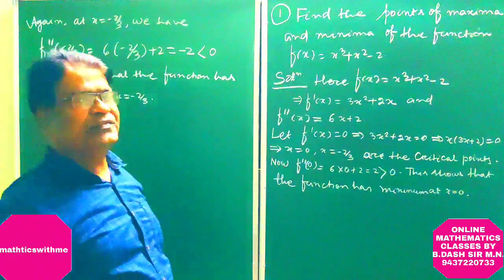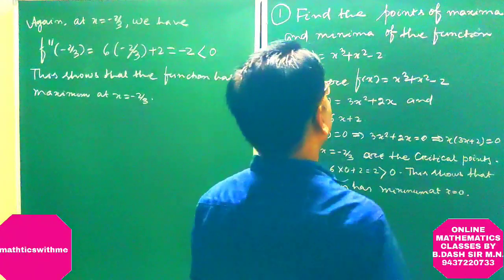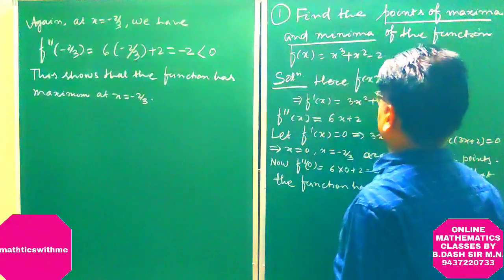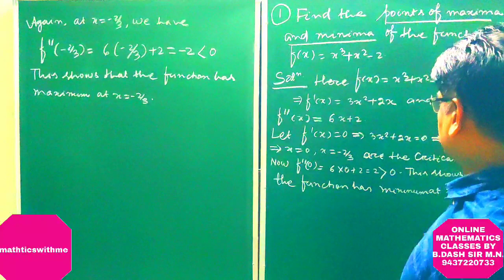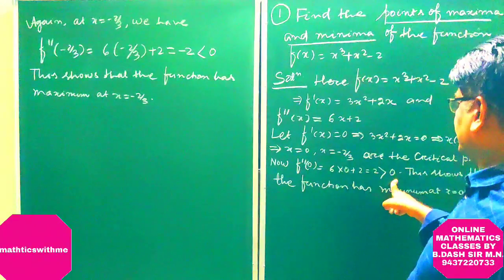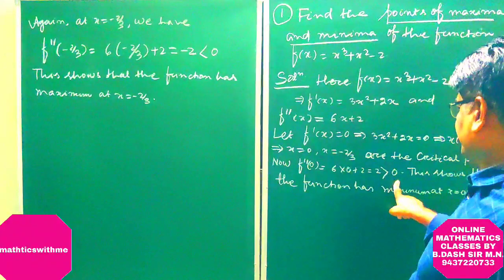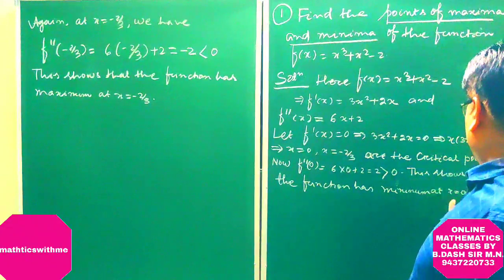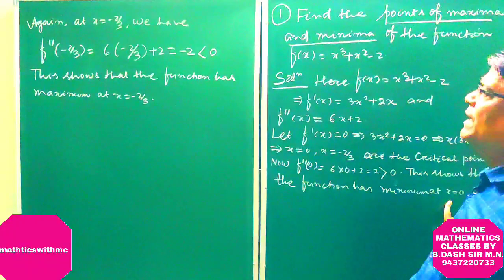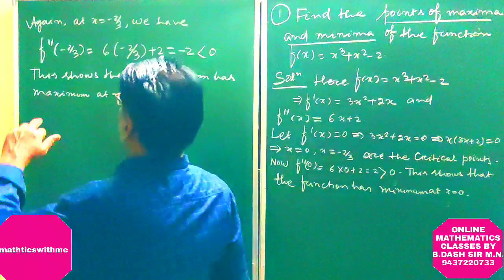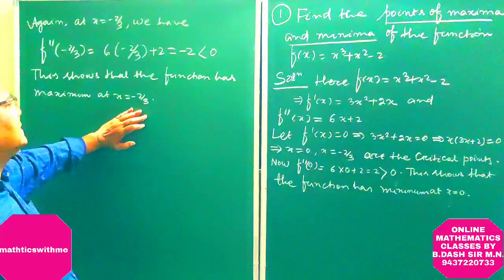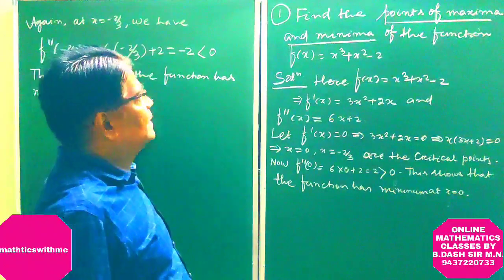So here the question is, find the points of maxima and minima of the function. So we get the point of minima is 0, because here f double dash of 0 is positive. So x is equal to 0 is the point of minimum of the function. Here f double dash of minus 2 by 3 is negative. The function has a maximum at x is equal to minus 2 by 3.